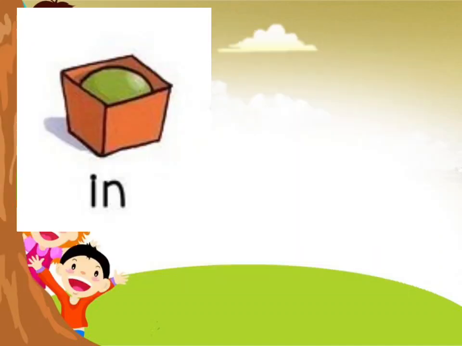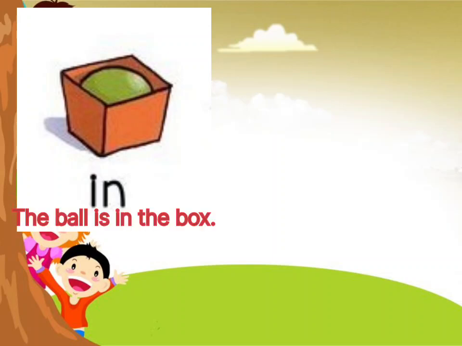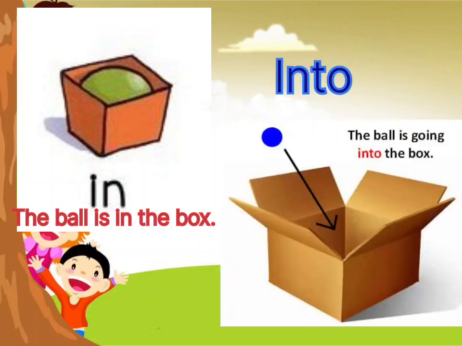In is used when something is in static position or inside the object. The ball is in the box. In this picture, the ball is inside the box and it is in static position. स्थिर position में है. So we use in. Next, into. We use into preposition when something is going into the box. Something is going into the object. Means when the thing is in moving position. Moving situation होगी, then we use into.